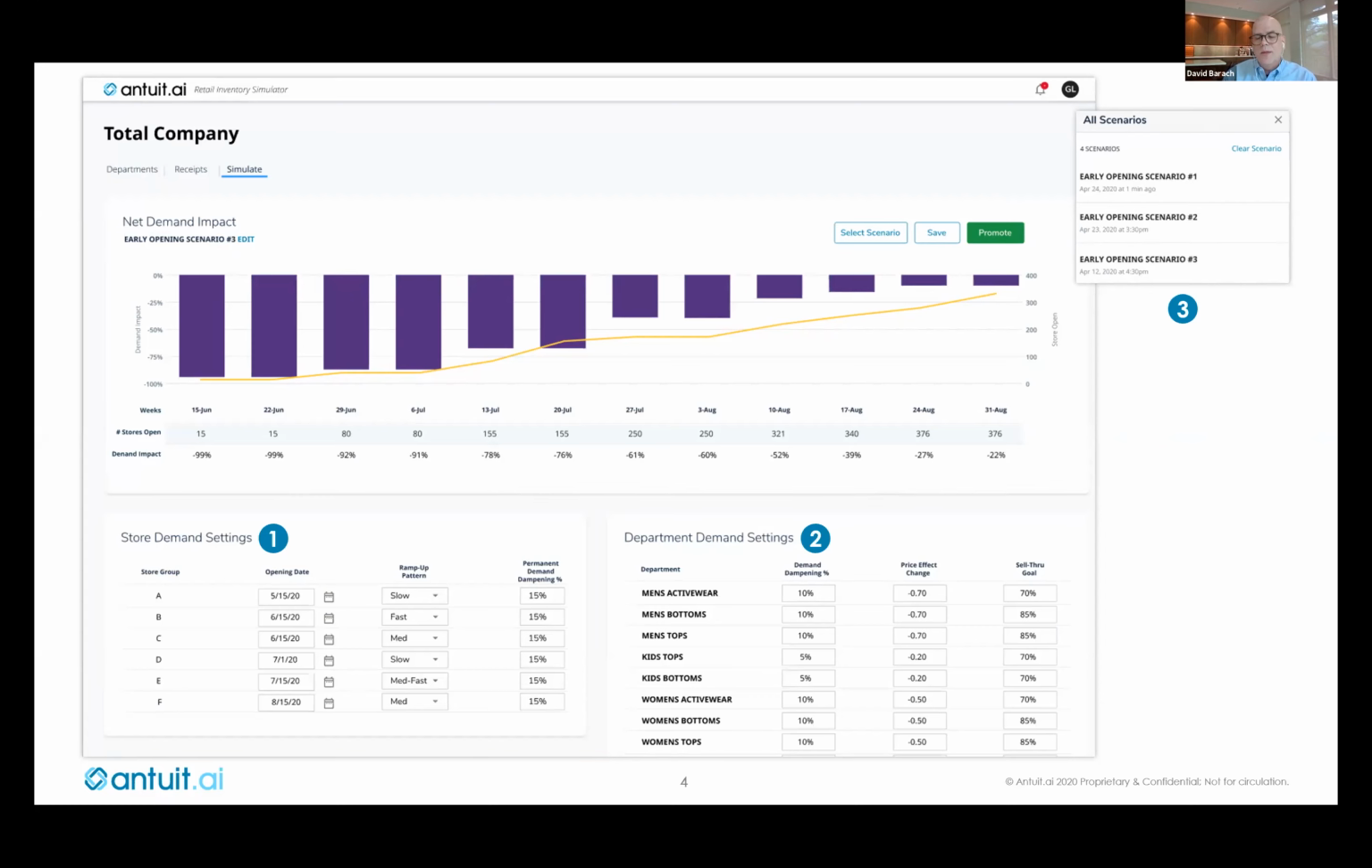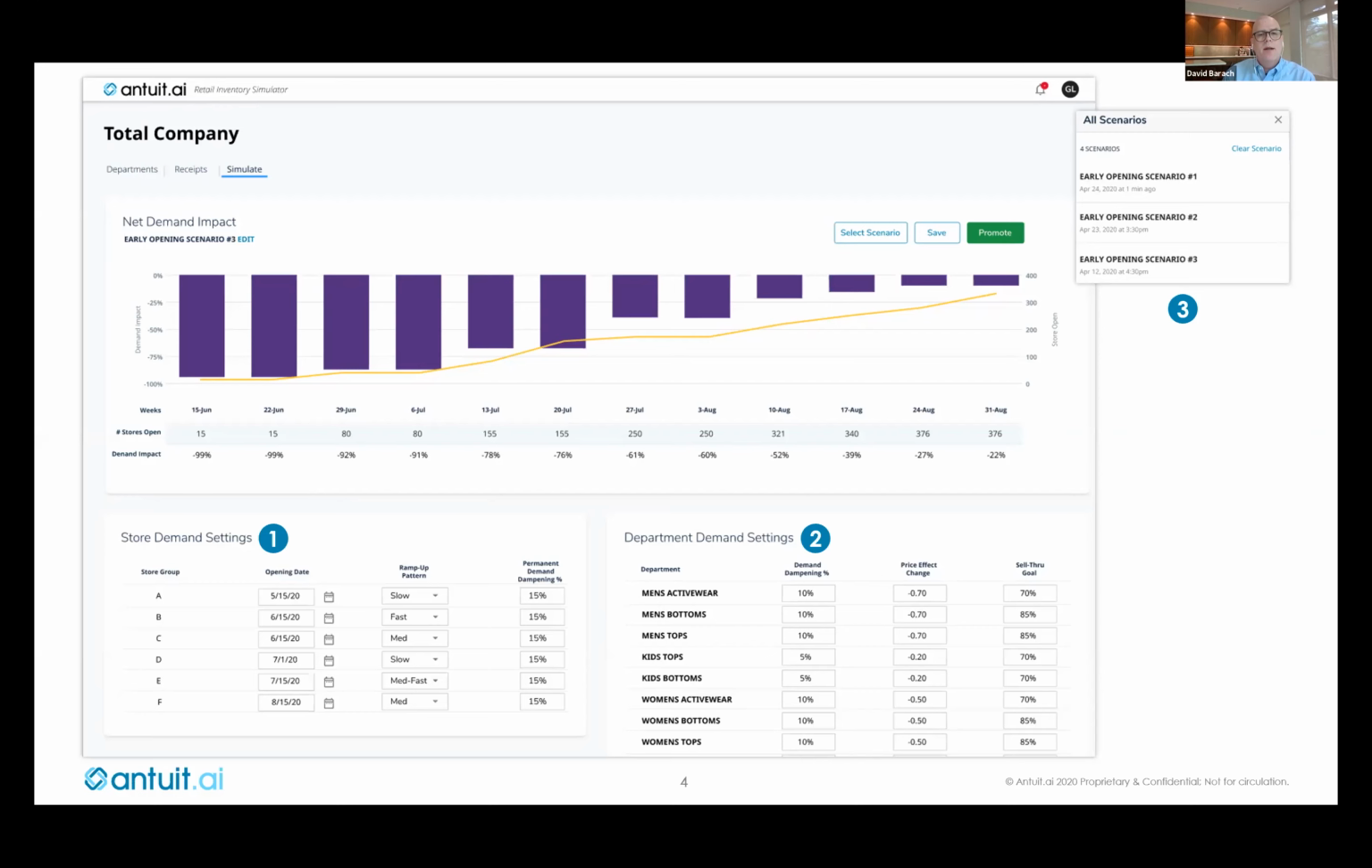In the number 1 circle on this screen, you can see key store assumptions by store group, a store group being definable as needed, usually based on such criteria as open date, location, such as city or state, type of store, or size of store, etc. Opening dates for each of these store groups are adjustable as well, right within the simulation. And also adjustable is how fast any given group of stores will return to the new normal of demand. And you can see that under ramp-up pattern.